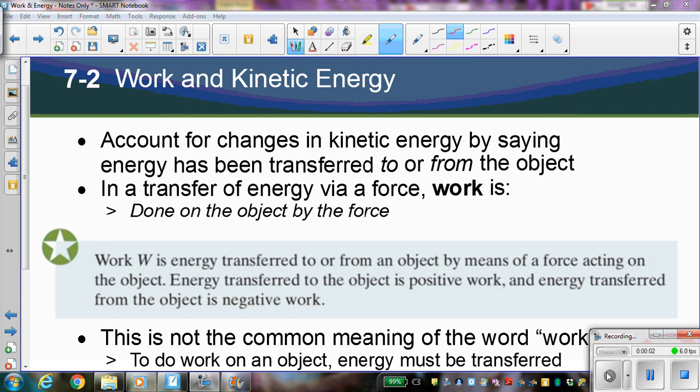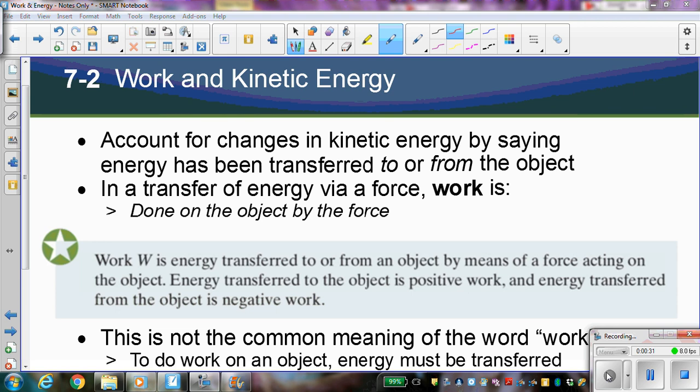Okay, now let's talk about what work means. So, kinetic energy is how much energy is needed to keep an object moving. We can look at work as the change in kinetic energy, and that's called the work energy theorem. That means if kinetic energy decreases, we're losing energy from the system, and that's called negative work.